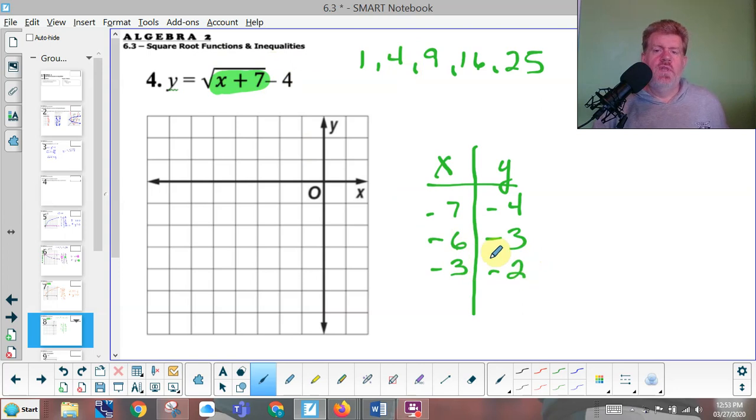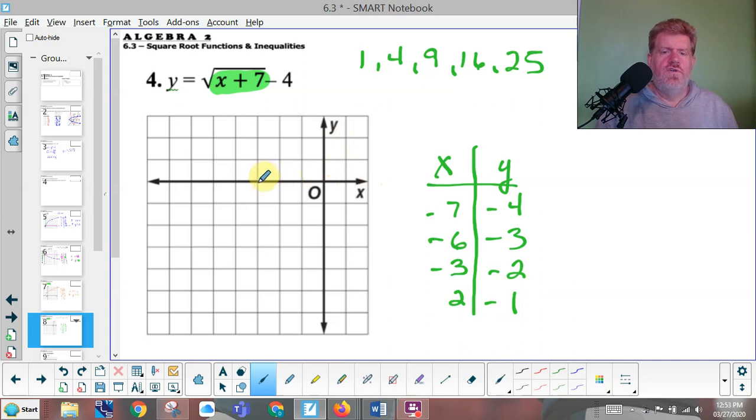How do I get 9? This should work. -2 plus 7. Guess what? That ain't working. 2. 2 plus 7 is 9. Square root of 9 is 3. 3 minus 4 is -1. That's all it's going to fit on this graph. Can't go past 2. So let's graph what we got.